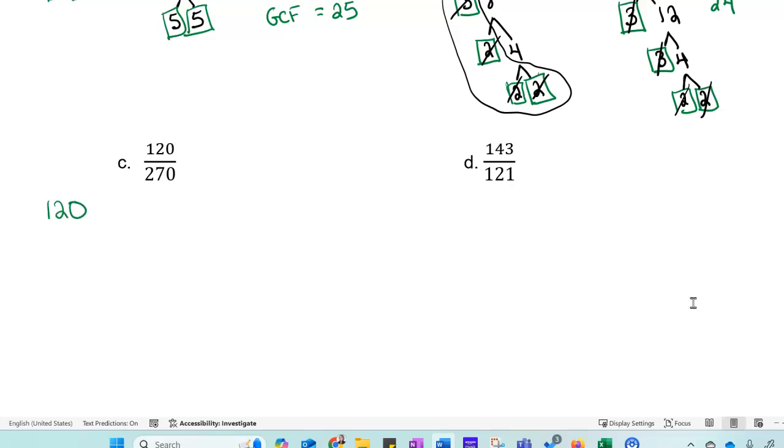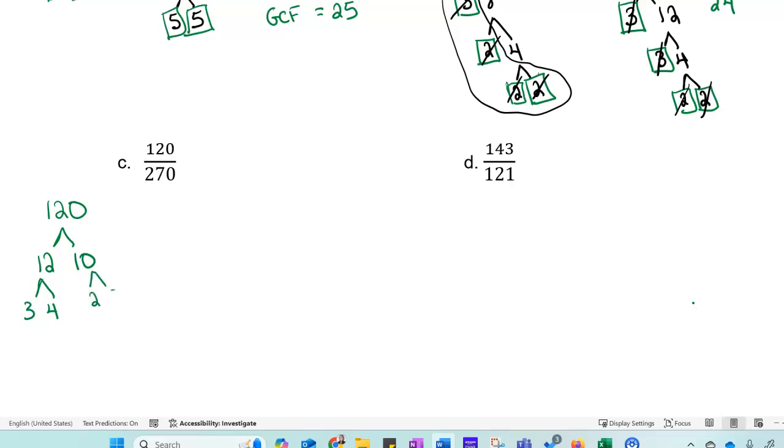Sounds good to me. All right, so 10 goes into this because it ends in a 0. So I have 12 times 10. Neither of those are prime. So I have, let's say, 3 and 4.